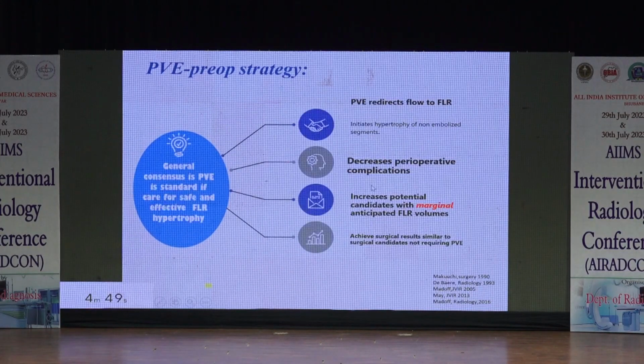So what are our preoperative strategies? What we do is portal vein embolization. This redirects the blood flow towards the future liver remnant. It initiates the hypertrophy of the non-embolized segments, decreases perioperative complications, and increases the potential candidates. Patients with marginal anticipated FLR volumes, who were earlier not candidates for surgery, are now becoming surgical candidates. So it's a boon for that group of patients with an inadequate future liver remnant.